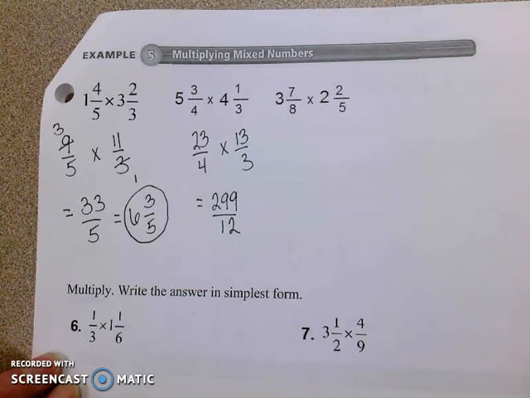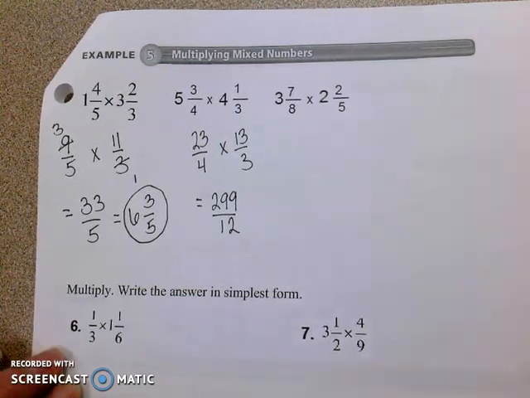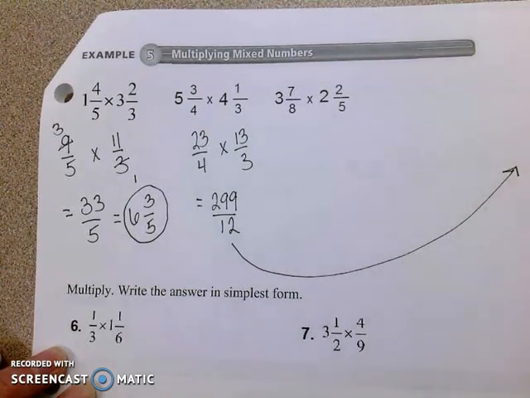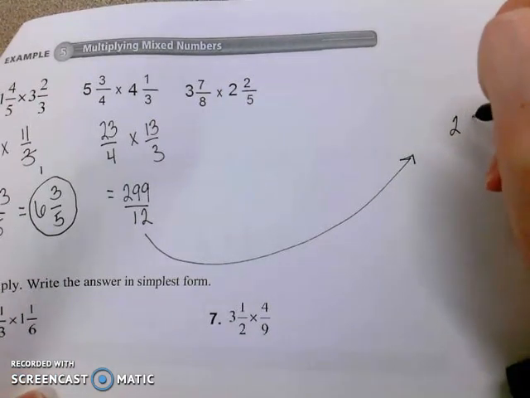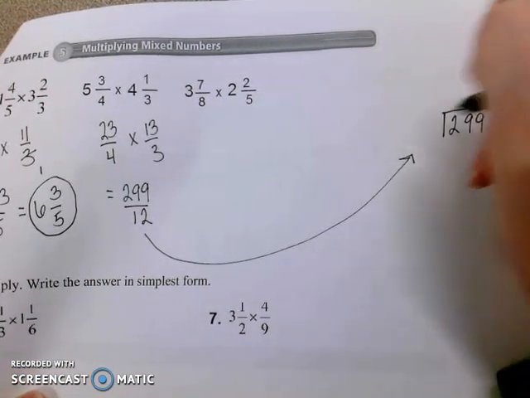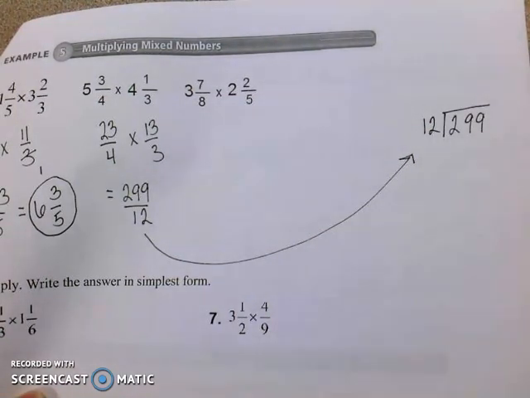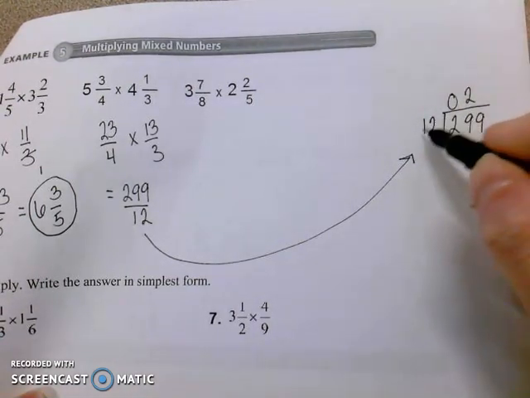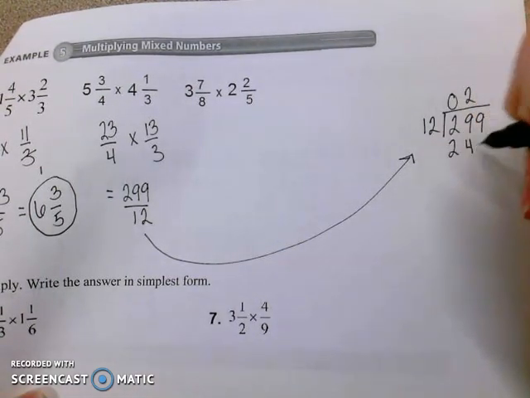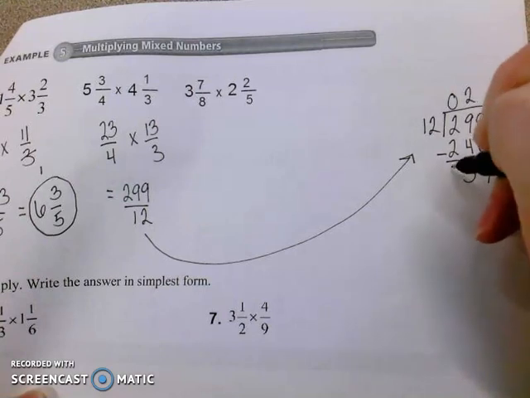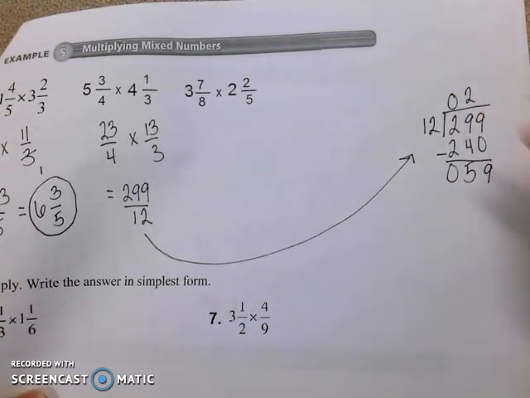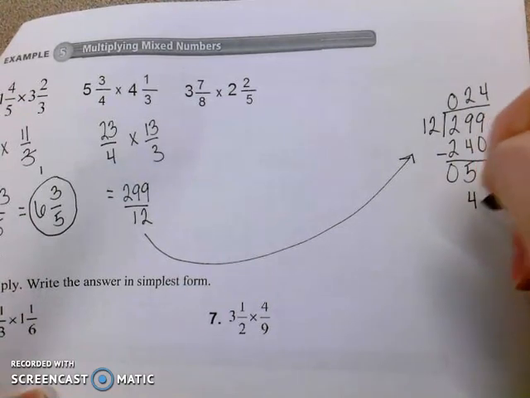So we probably don't know off the top of our head how many times 12 goes into 299. So this is where our knowledge of long division will come into play. I'm going to go over to the side, and I'm going to take 299 and divide it by 12. So 12 goes into 2 0 times. It goes into 29 twice. 12 times 2, 24. Add my 0, and then subtract. Okay, now 12 goes into 59 4 times, and 12 times 4 is 48 with 11 left over.